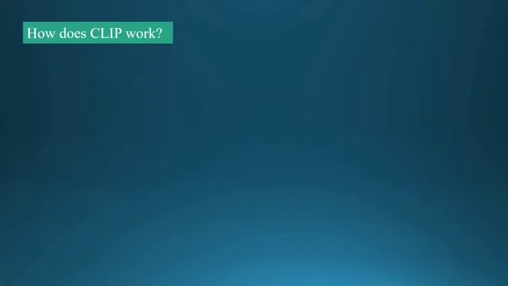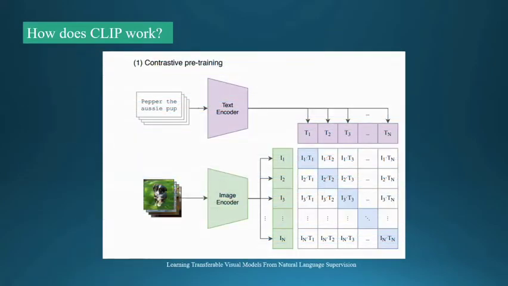How does CLIP work? This is the figure I picked from the paper, and I'm gonna talk about the model in this part. The novelty of the paper was the dataset that they generated. They used the internet and social media like Instagram to produce 400 million pairs of image and text, and they trained their model with that dataset.